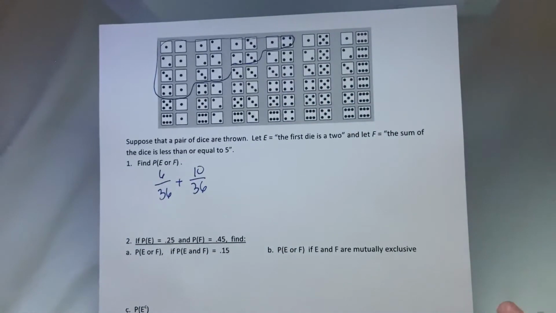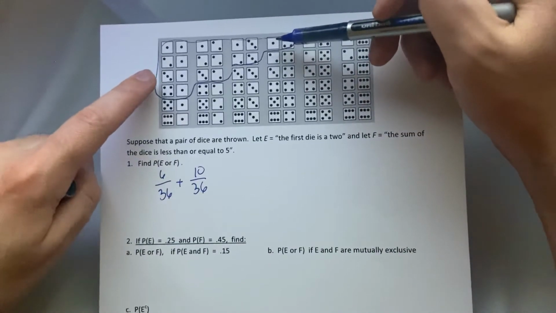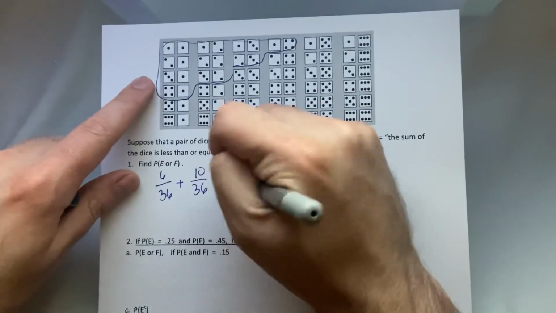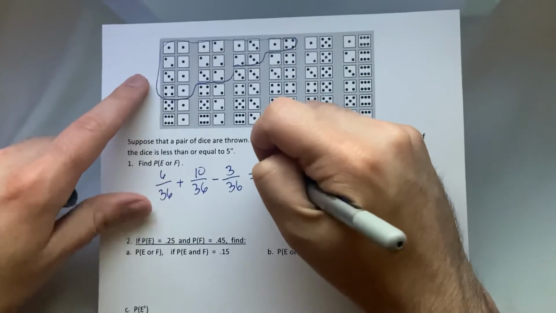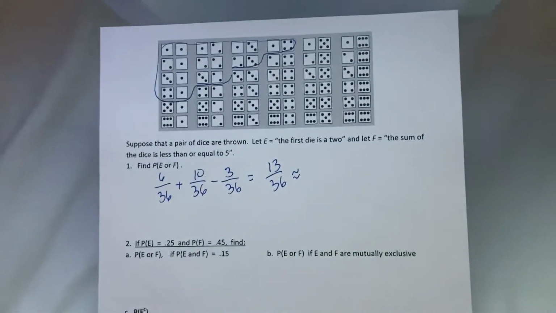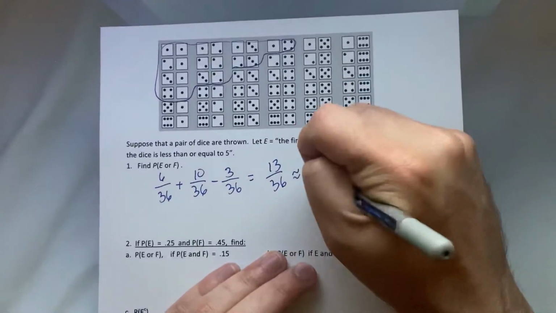Now, are there any overlapping? So are there any in this area that I circled that also start with a 2? Yes, there are 3 of them that got counted twice. This ends up being 6 plus 10 minus 3 is 13 out of 36, which is approximately 0.361.